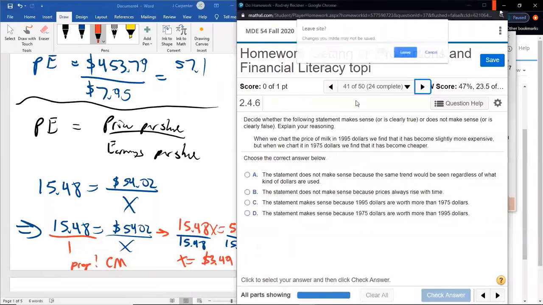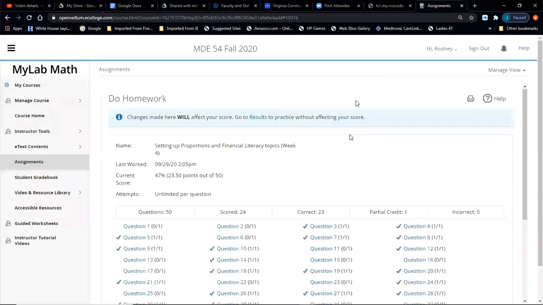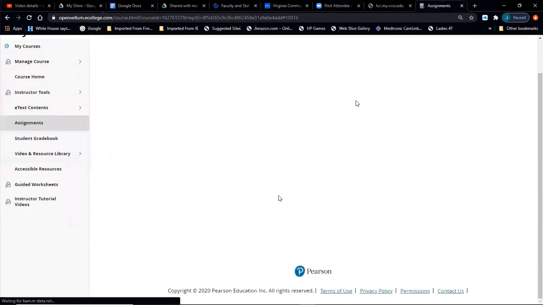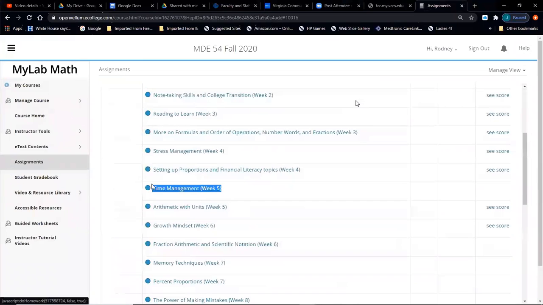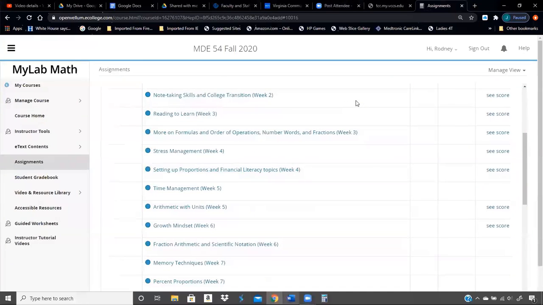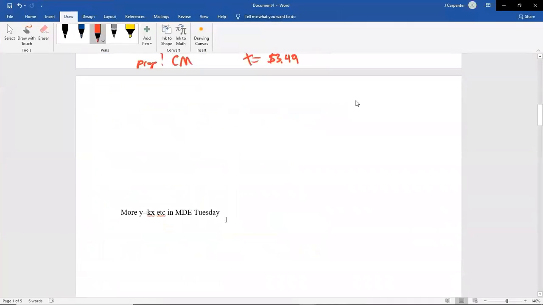Okay, so that is it for that section of problems. Before we go on to the other types of problems, because I've got about 25 minutes left, we probably won't have time. We'll do the time management next time if so. So we'll save that. But for now, I wanted to do more of those y equals kx types of problems. So that's what we're on now.